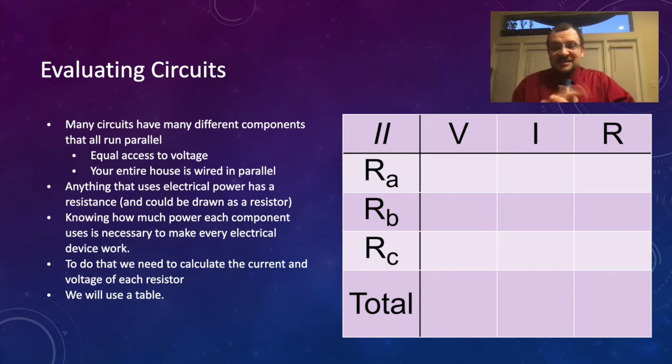This is the same table that we used last time for series circuits. The only difference is now up in that upper left-hand corner, rather than an S to stand for series, I've got two parallel lines to show that what we're dealing with is a parallel circuit. And we're going to see that we're going to use this very similarly, but with a couple of small differences. All right, so let's go ahead and get started.